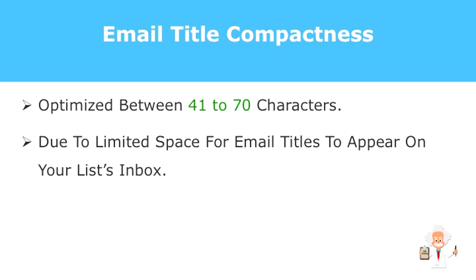Email title compactness. The second element is that your email subject lines should be compact. This needs to be a consideration as there is limited space for email titles to appear in your list's inbox. According to Campaign Monitor, your subject line should be optimized to be somewhere between 41 to 70 characters. This is because the number of characters that appear on screens across common devices range from about 40 to 73.